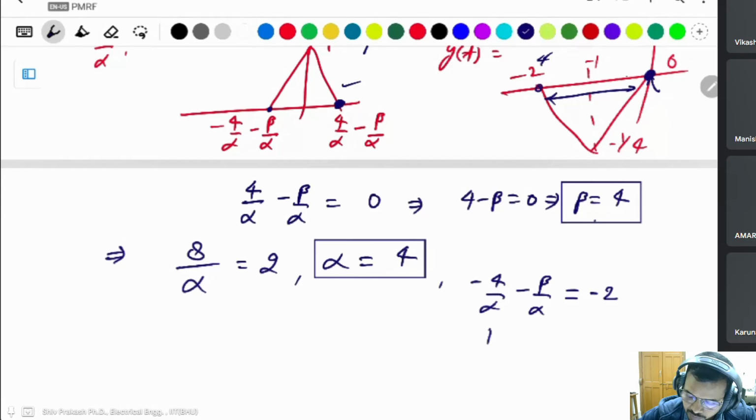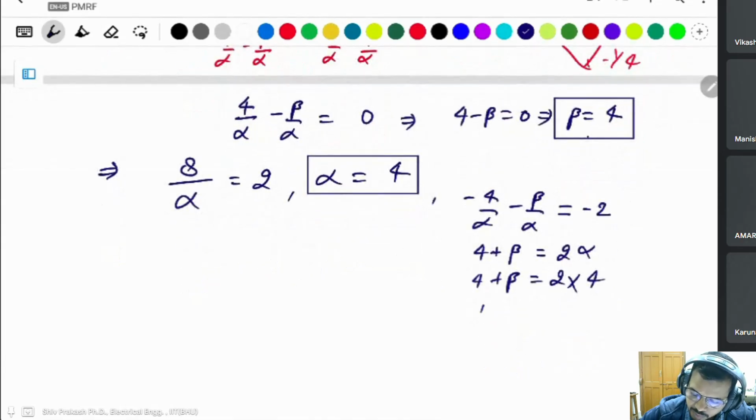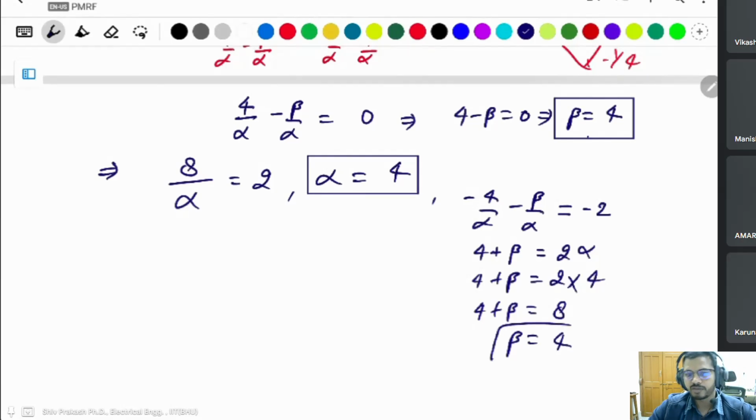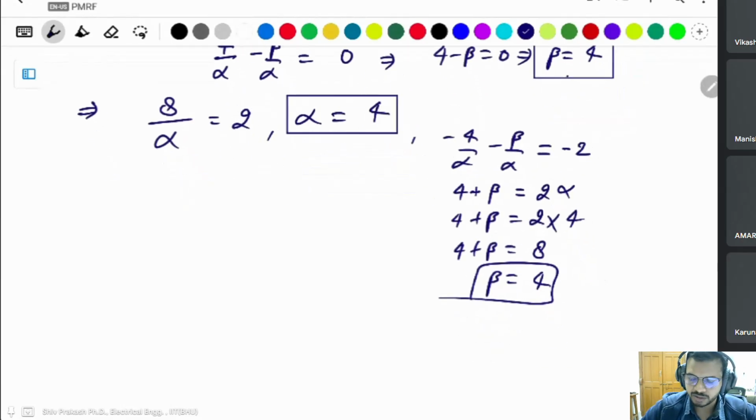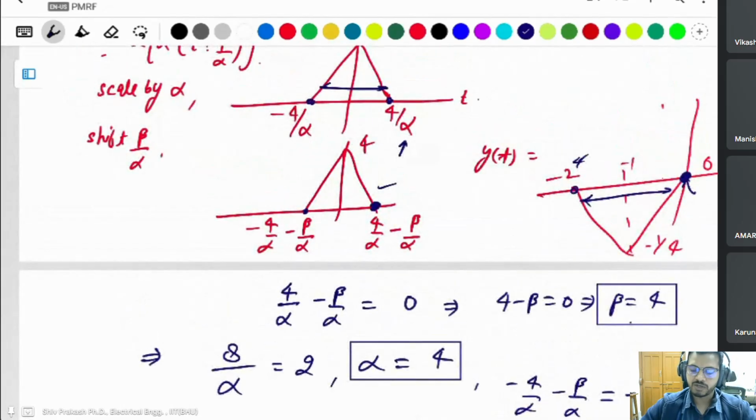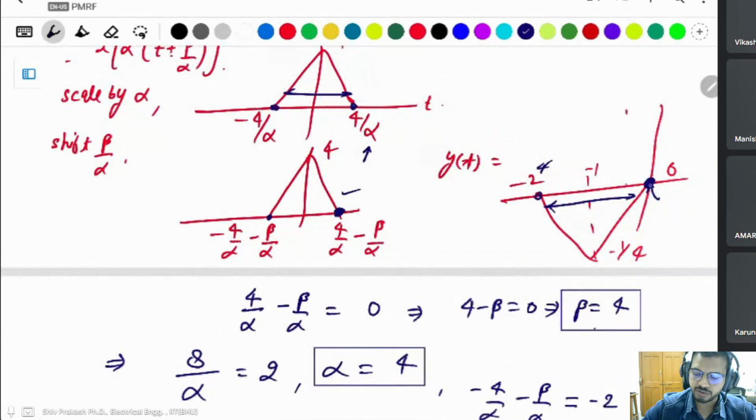Then 4 minus beta, 4 plus beta is equal to minus 2 alpha. 4 plus beta is equal to 2, alpha is equal to 4, and 4 plus beta is equal to 8, and beta is equal to 4. Same thing. You can find both conditions. You can take any corner point, this one or this one.